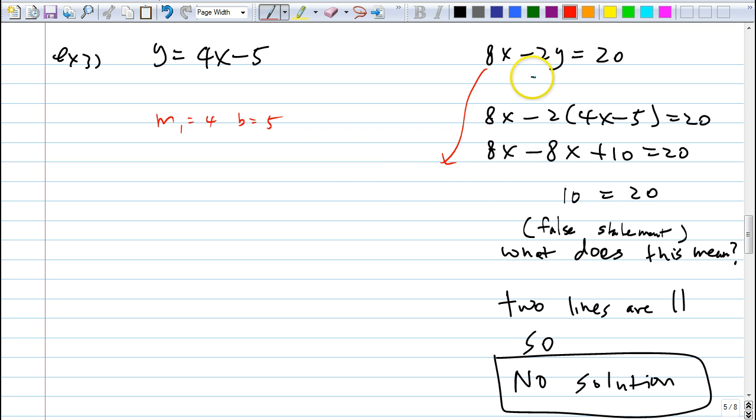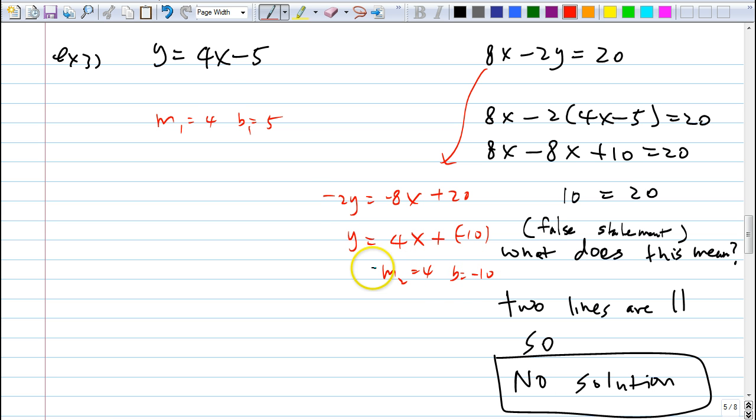Let's just verify. If I were to solve for y, let's subtract 8x from both sides. I get negative 2y equals negative 8x plus 20. Divide both sides by negative 2. Negative over negative is positive, right? y equals 4x plus what? Negative 10. So what's the slope of this line? 4. What's the y-intercept of the other line?